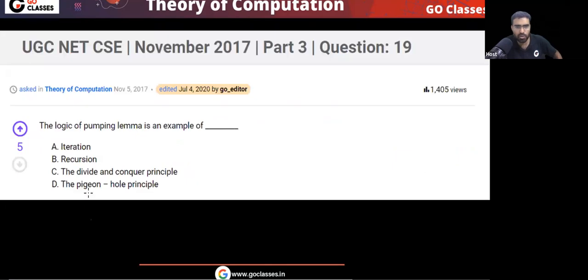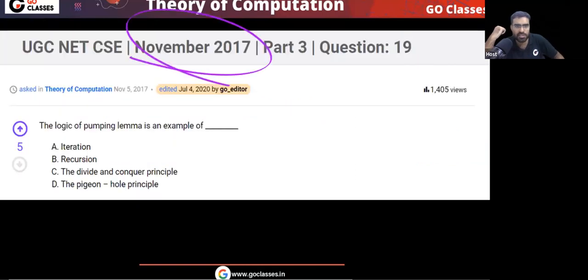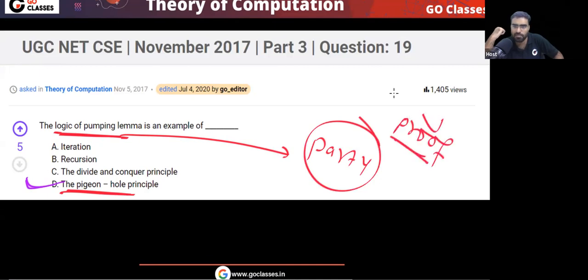Now, this same question has come in UGC NET 2017 also. See, this UGC NET 2006 question, the same question came in UGC NET 2017. Here also: pigeonhole principle, the logic of pumping lemma, the proof of pumping lemma. So that is a good example of pigeonhole principle. This we have already seen. This proof you can find in part 4. Yes or no? In part 4, we have seen this proof.